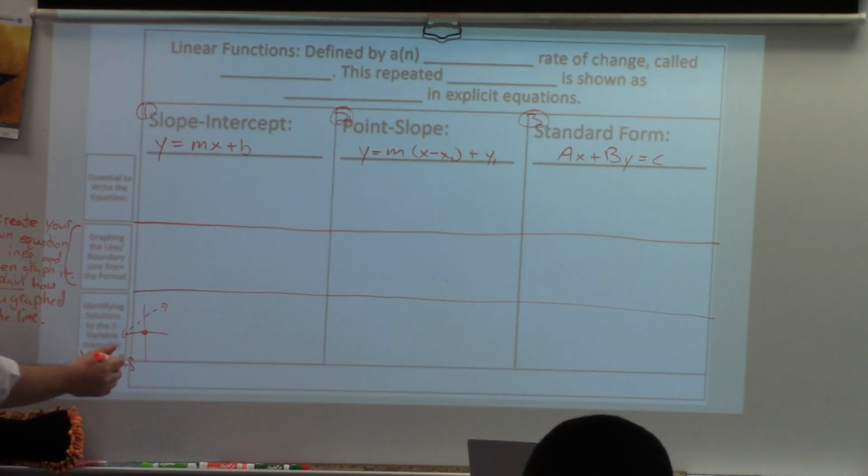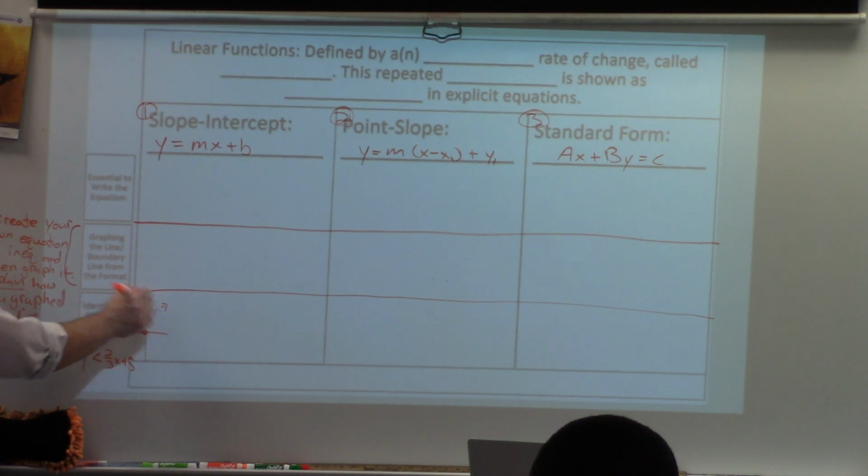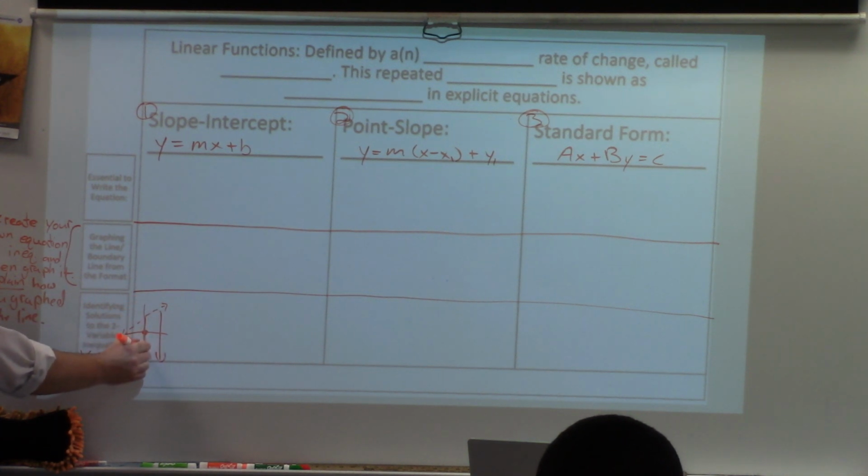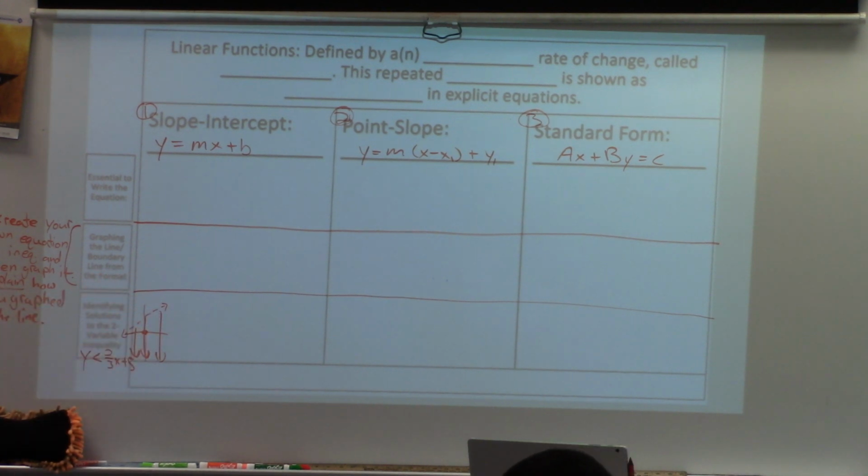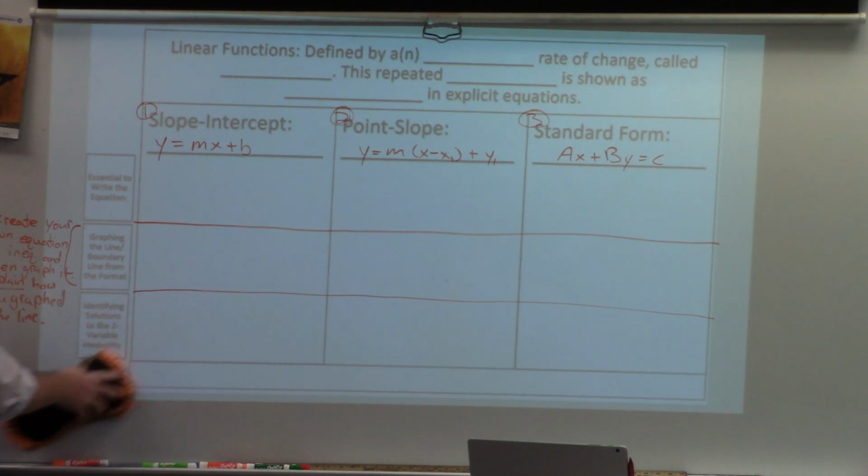Okay, so which direction am I going to shade? Down. Remember, that's a solution, so I'm shading. You see how that's below the boundary line? So the question I'm asking you here is, how do you know where to shade? Does that make sense? I made up a small example. What I'm asking you is, how do you know where to shade? How do you know where the solutions are?